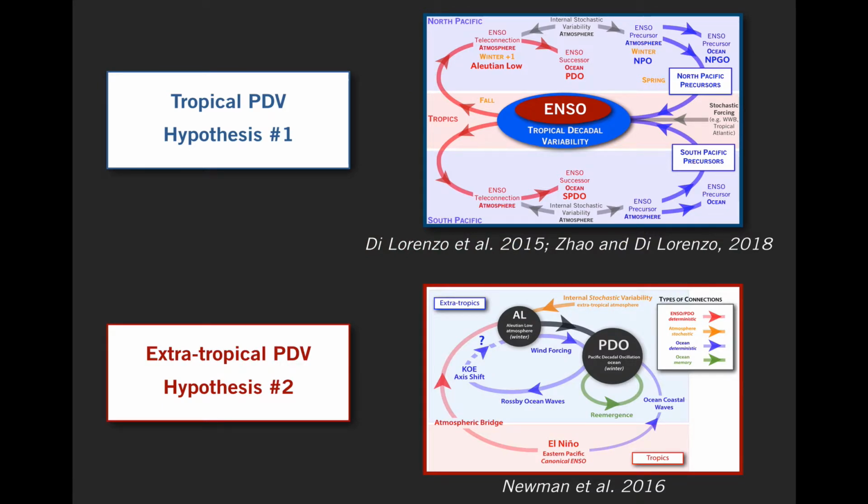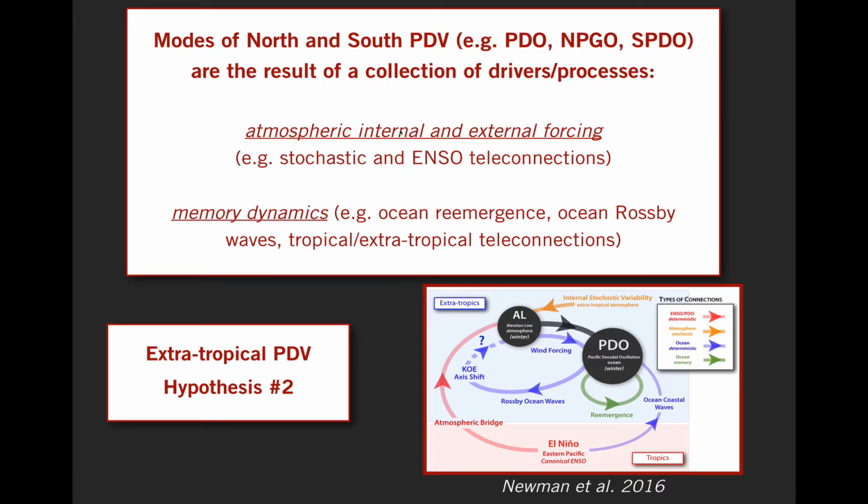With that said, we also have a second hypothesis that really focuses on the extratropics. We call this the extratropical PDV hypothesis number 2. And this is mostly found in the paper by Newman et al. in 2016. And to summarize that hypothesis, the idea is that modes of North and South Pacific decadal variability, like the PDO or the South Pacific PDO, are the results of a collection of drivers and processes.